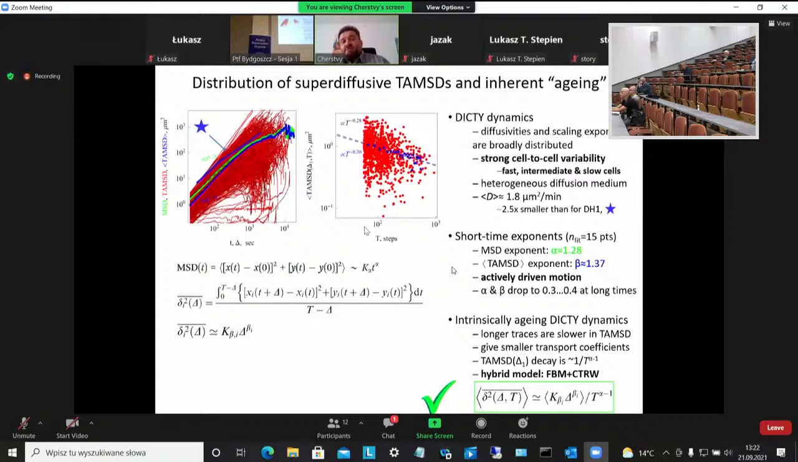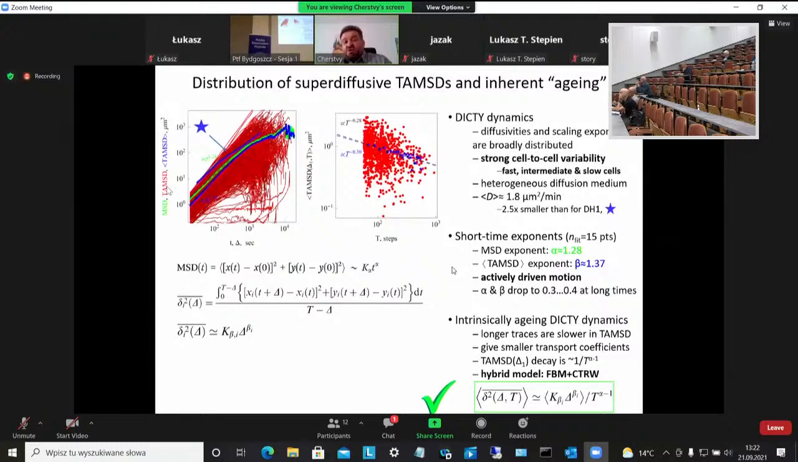Here on the right, I plot the initial magnitude of the TMSD, if you wish, the transport coefficient, for each of the trajectories, a dot for each of the 1,000 trajectories we have. And what we instantly observe is that longer trajectories are becoming progressively slower. And this is actually not surprising. This is our aging effect, when the TMSD is not only spread among the trajectories, but is also a function of the trajectory length, as you see here. So this is aging behavior because longer trajectories are becoming slower and slower with time.